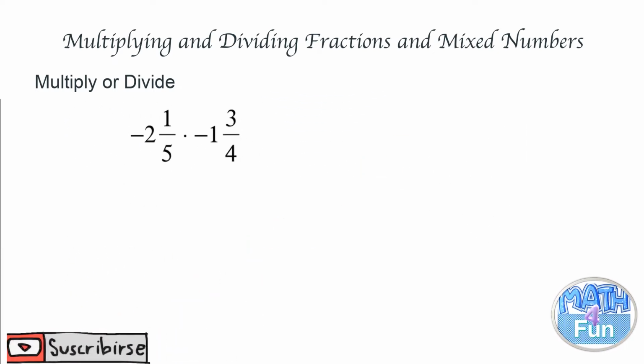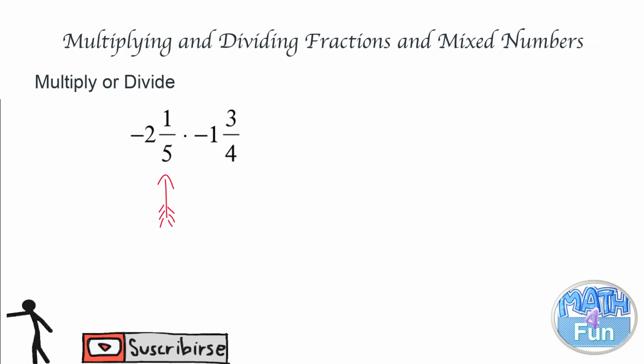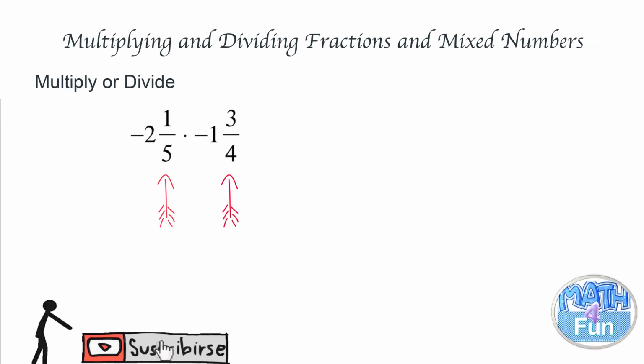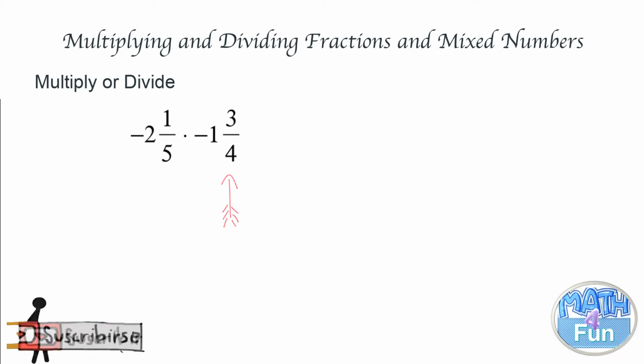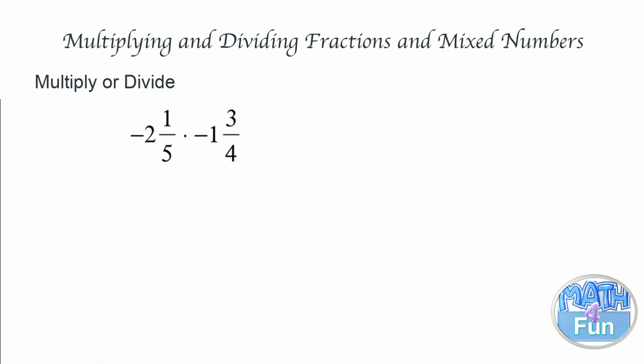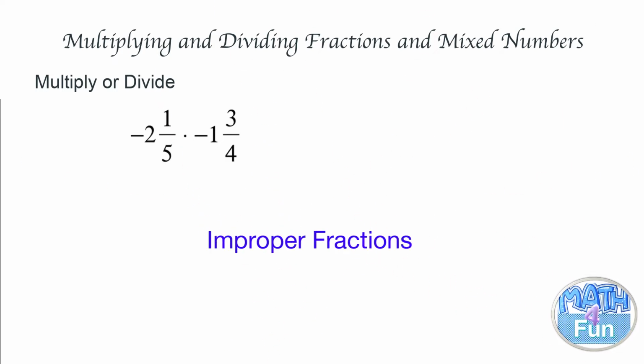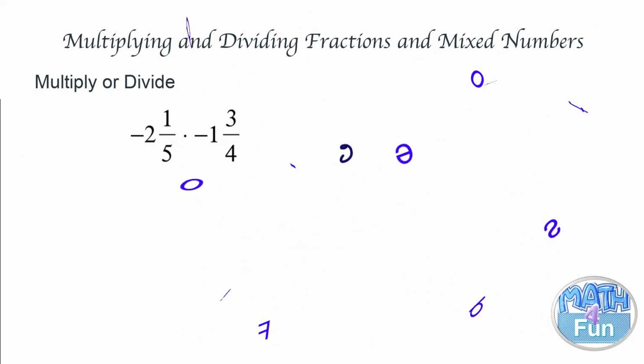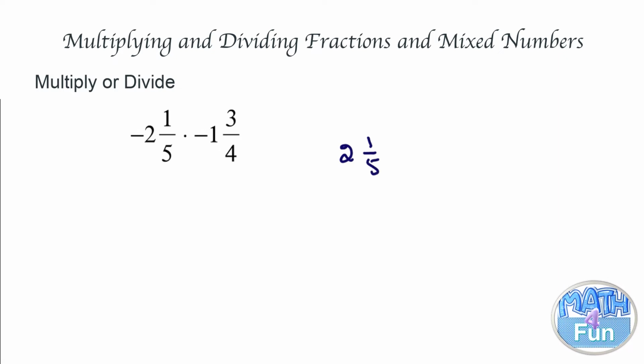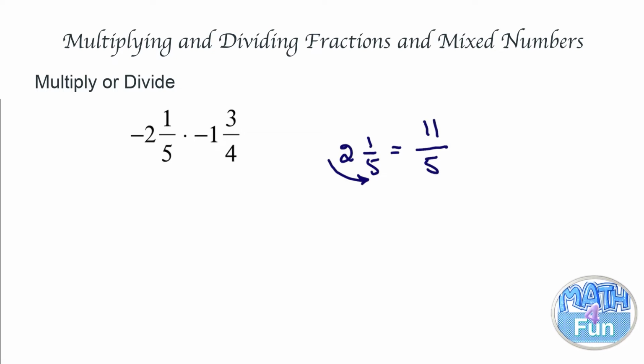Mixed numbers. Here we have minus 2 and 1 over 5 multiplied by minus 1 and 3 over 4. Let's keep the minus signs and work with the mixed numbers. To do multiplication, we need to change both to improper fractions. How do we do that? If we have 2 and 1 over 5, to change it to an improper fraction, we multiply 2 by 5 and add the answer to 1, and we put it in the numerator. So we write 2 times 5 is 10 plus 1, which is 11, and we keep 5 in the denominator.